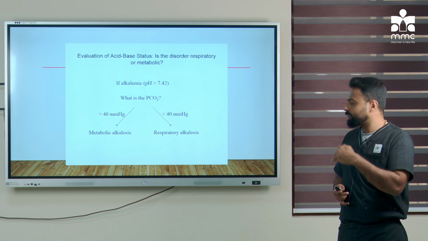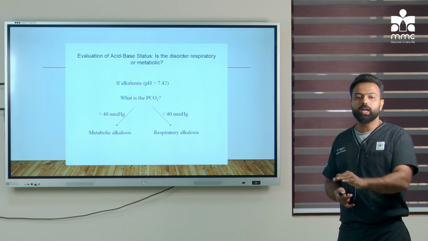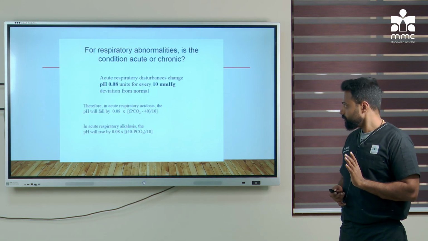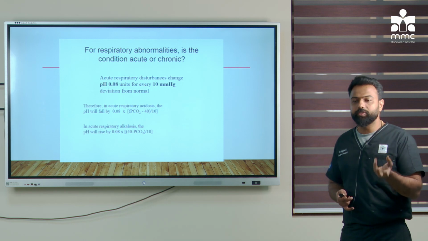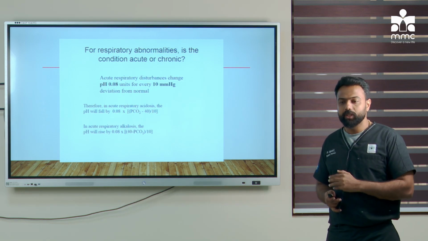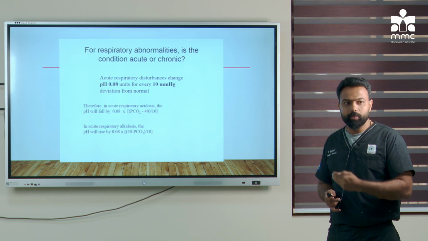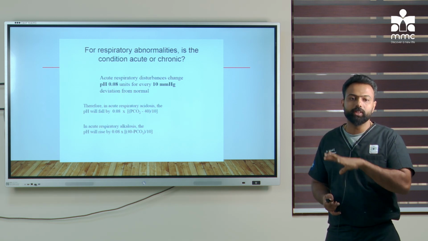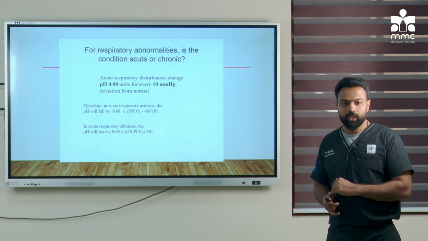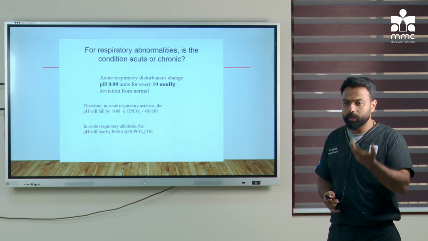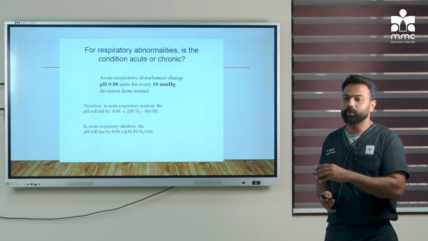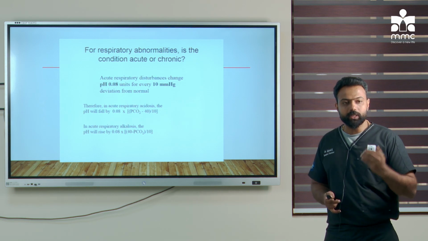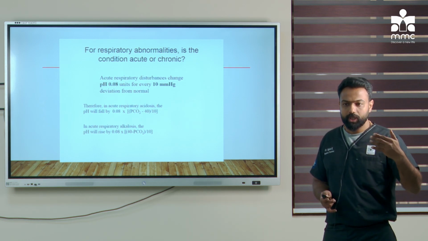If the PCO2 is less than 40, it is because of the carbon dioxide washing out. That's why it is causing respiratory alkalosis. So two possibilities: if it is a respiratory abnormality, it can be acute or chronic, because respiratory parameters have this acute and chronic property. But if something is metabolic, it doesn't have acute or chronic; you will only say metabolic alkalosis or metabolic acidosis.